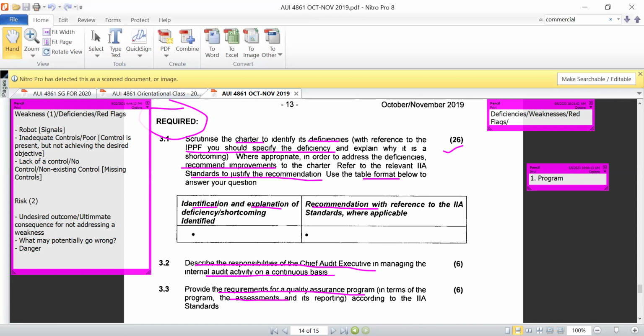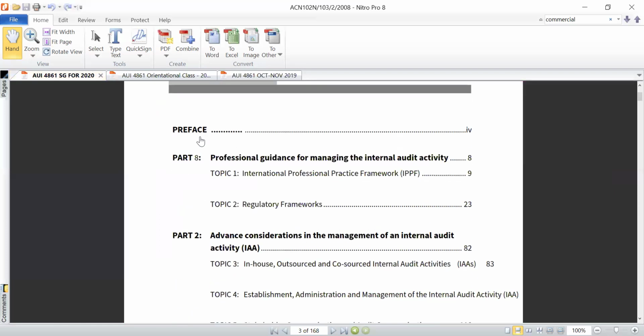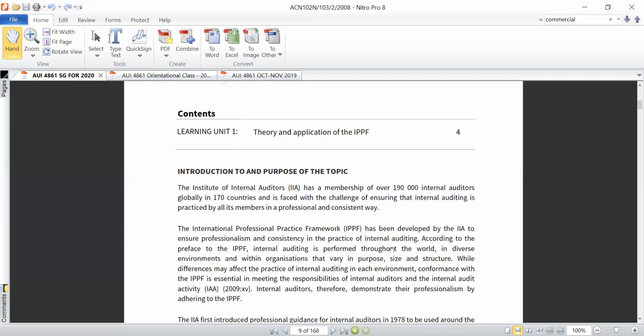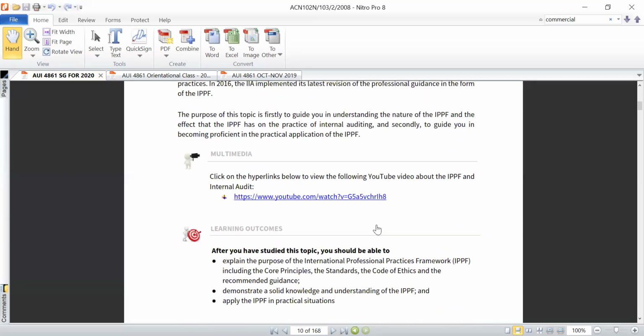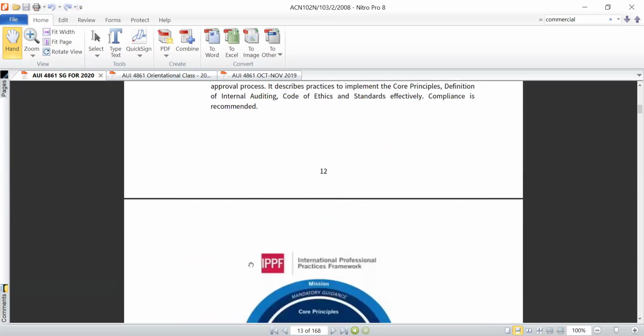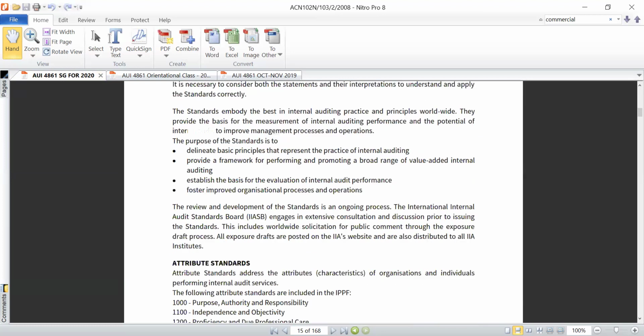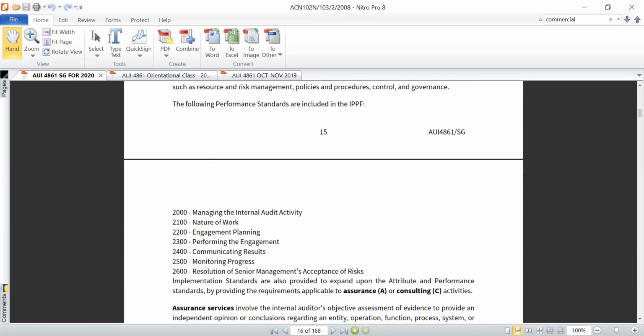I'm going to open the IIA standard. You'll find it in your study guide, by the way, which is this. So this is the AUI 2601 study guide. There is also an AUI 2601 study guide that you also need to make use of. Now, the one which I've made my notes on, it's the AUI 2601. So I've made my notes in terms of the IPPF standards. So just give me a minute, guys, to open it.